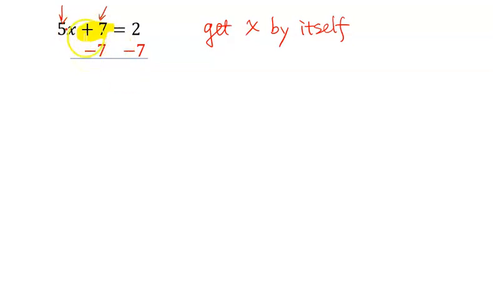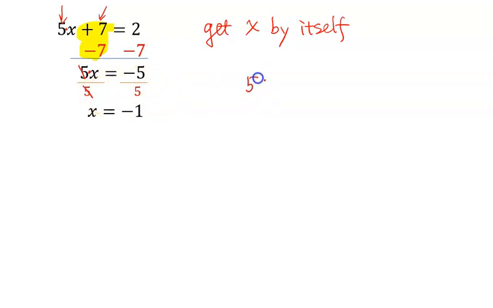So now on the left-hand side, the plus 7 and the minus 7 cancel out. So we only have 5x left. On the right-hand side, we had 2 minus 7. So that's going to leave us negative 5. And then we can divide both sides by 5 to get rid of 5 because the operation between 5 and x is multiplication. So in order to get rid of 5, we can divide both sides by 5, and after we cancel 5 and 5, we're going to be left with x.